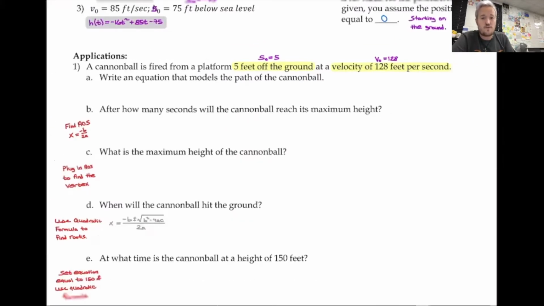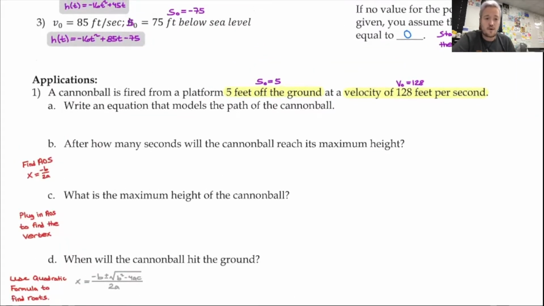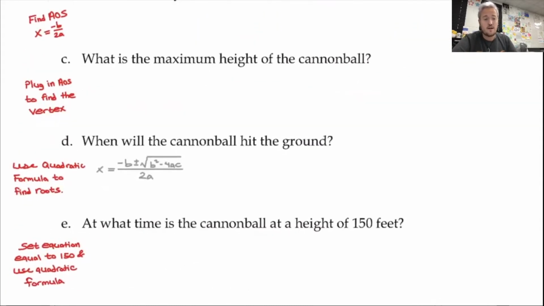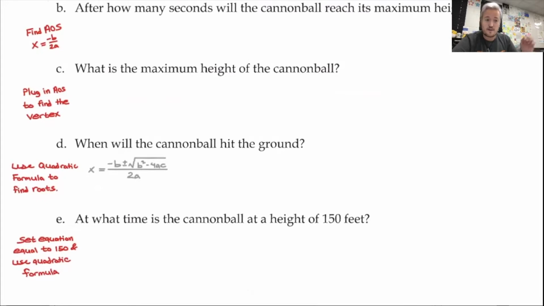All right, so first off, a cannonball is fired from a platform 5 feet off the ground at a velocity of 128 feet per second. So that's just the question. The rest of these are just the different parts. As you can see here, for each of these different parts, I actually wrote down in the margins what you have to do for each of these questions. So this would be a good little reference point for whenever you're coming back to study this.